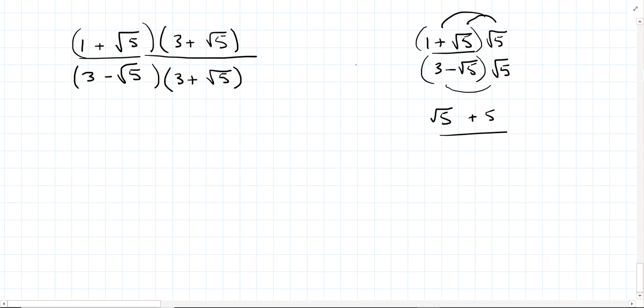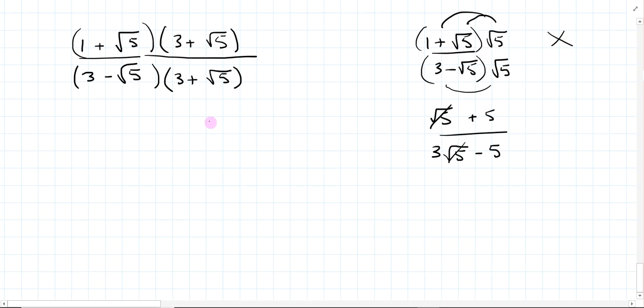What's on the bottom, sorry? 3 root 5, minus 5. So I'm actually no better off than where I started. The root 5's just changed position. You can't then just cancel them, because you could have just done that then. So that method doesn't work for us. That's incorrect. Do not do this. That's just important to know.